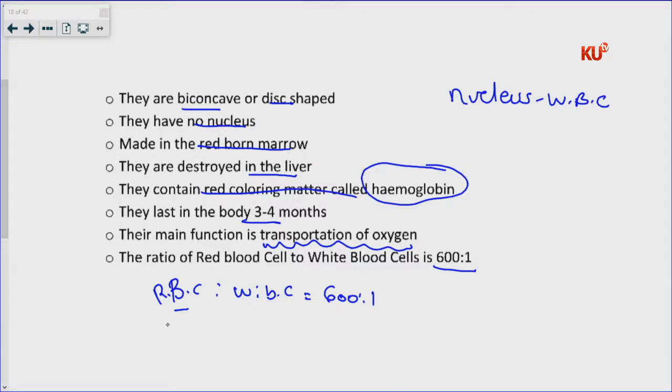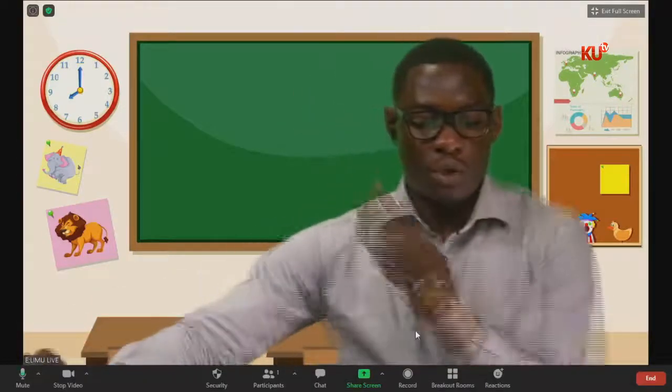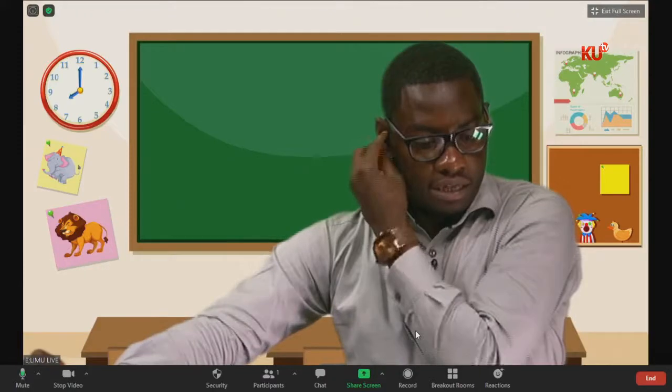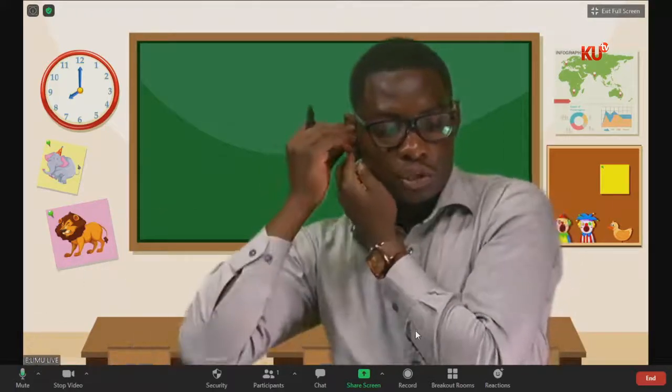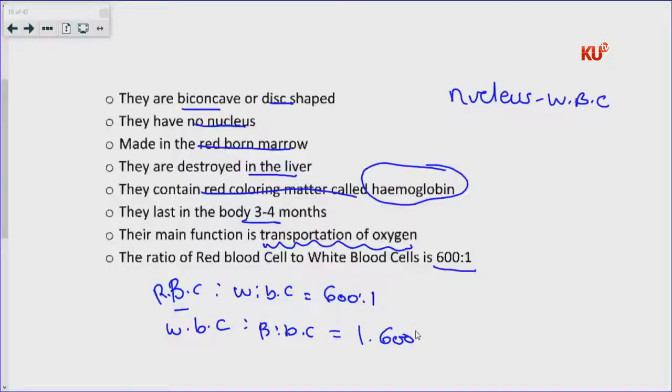An examiner can twist it and ask you the ratio of white blood cells to red blood cells. So remember, it will now change. It will be 1:600. Don't cram, but understand. It is always important to understand and not to cram. So we look at a question in KCPE, our third question that was brought on that subtopic that you have just looked at.